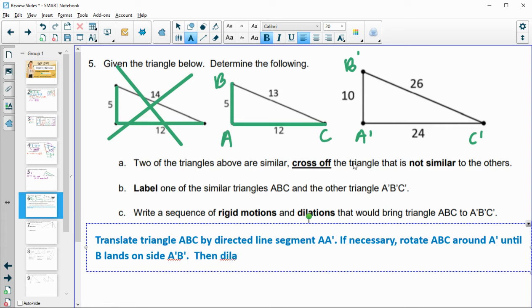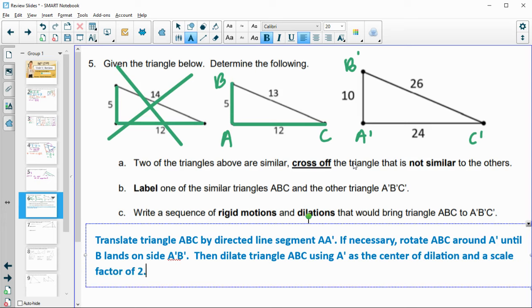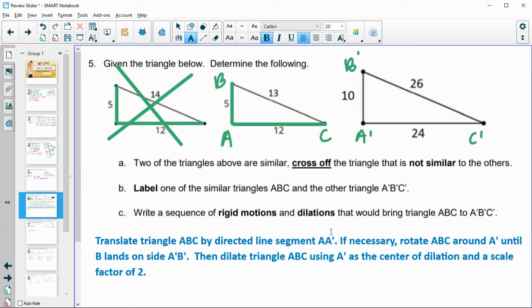Okay, then I'm gonna dilate triangle ABC using A prime as the center of dilation and a scale factor of 2, since I need to make it 2 times bigger. So that's going to pull B onto B prime, and then I've got them on top of each other.